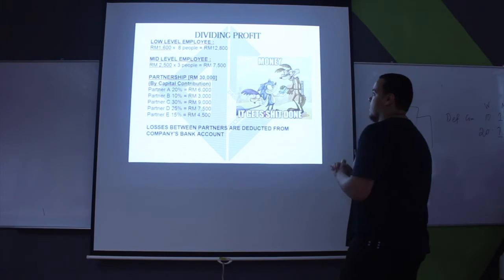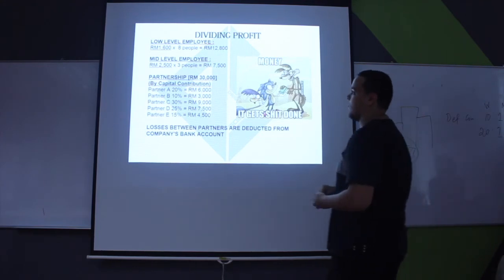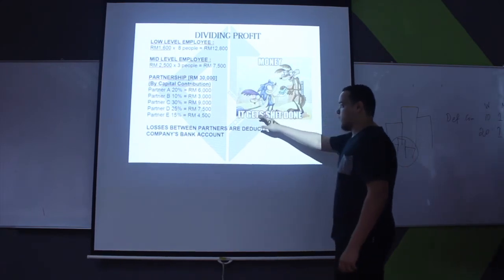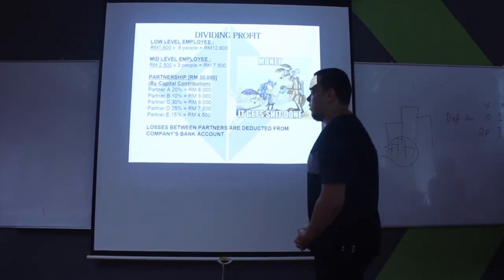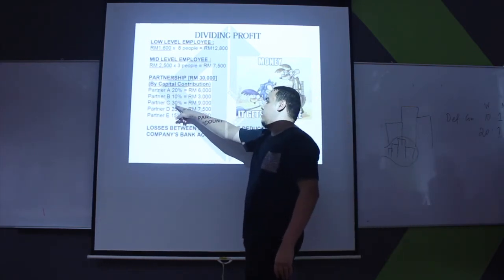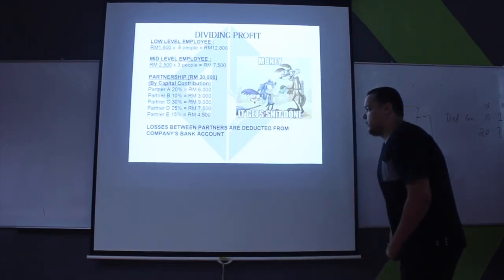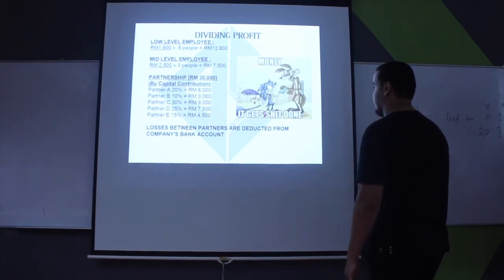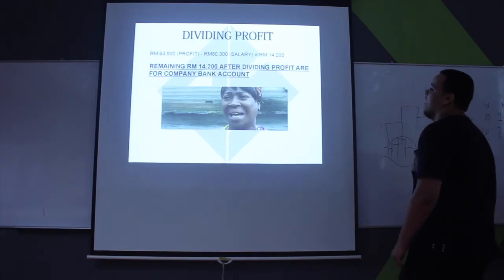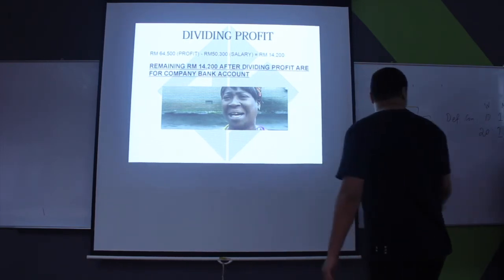This is how we're going to divide our profit. For the low level employee, 1,600 ringgit. For the mid level, 2,500 ringgit. Partnership, 30K, but the price is not set. And we're going to divide it by the capital contribution. The more the partner contributes, the more he earns. For example, partner C, he got 30%, he will earn 9,000 ringgit. The losses between partners are deducted from the company's bank account. And the remaining expenses, 40,200, after dividing profit, are from the company bank account.